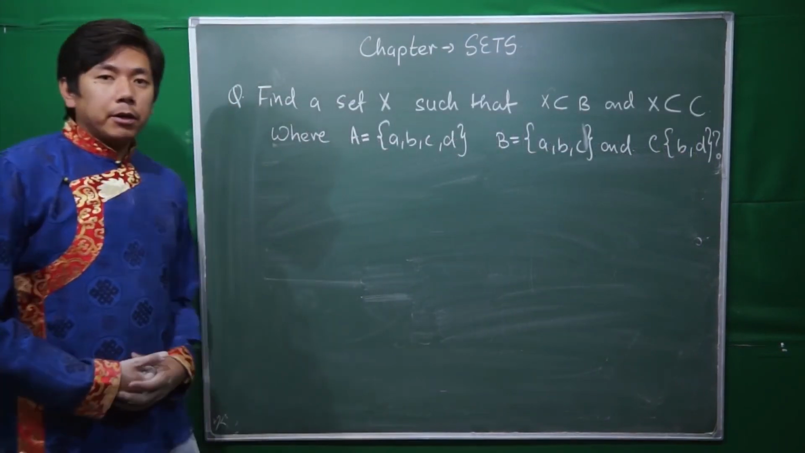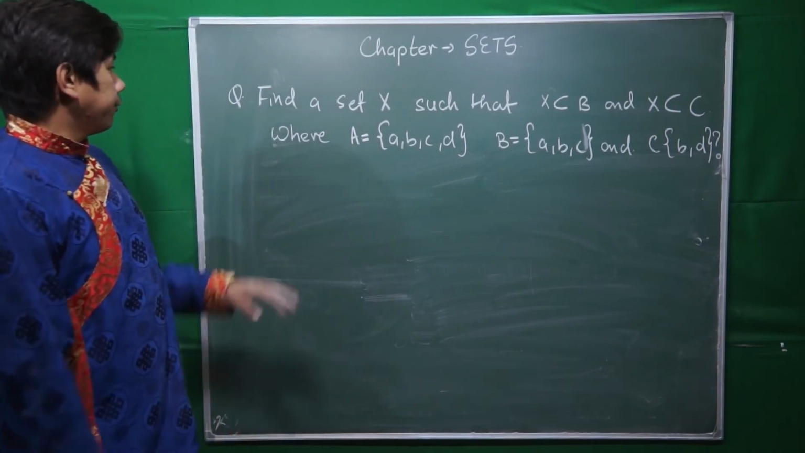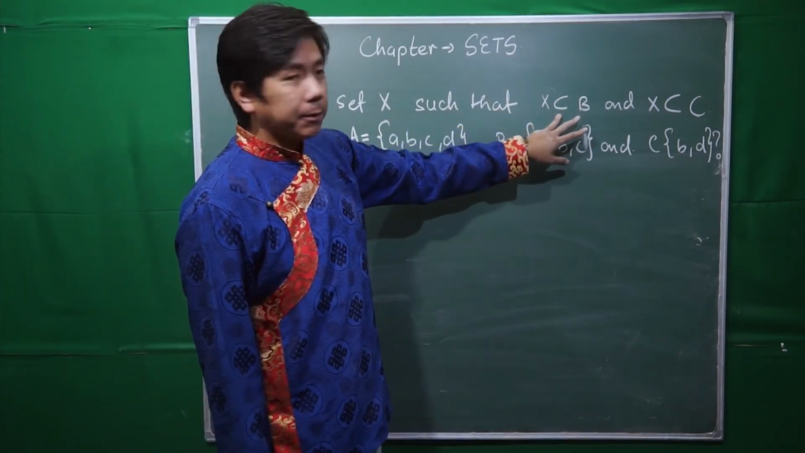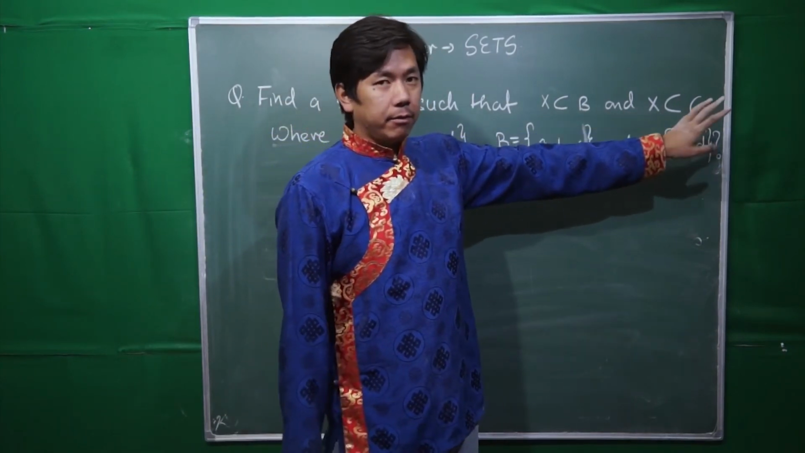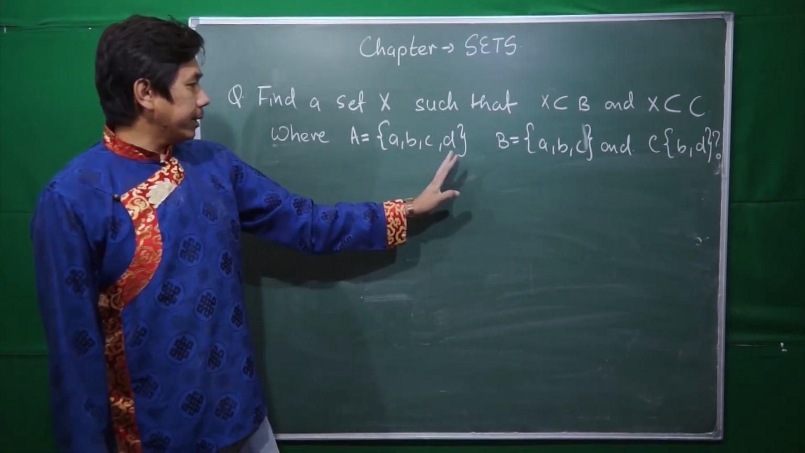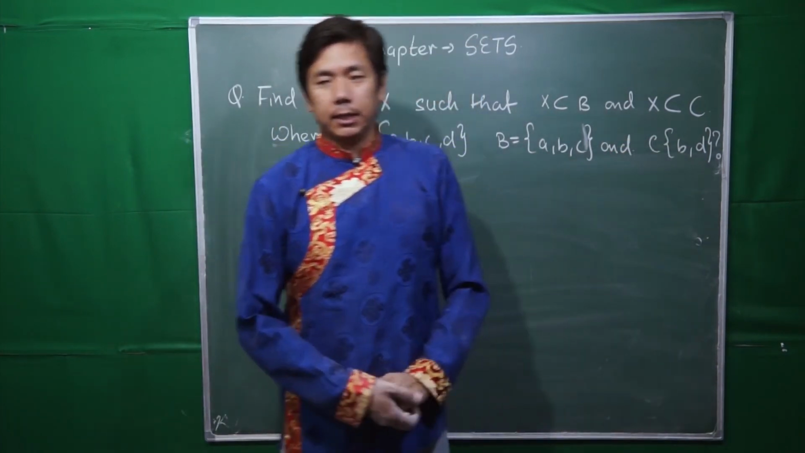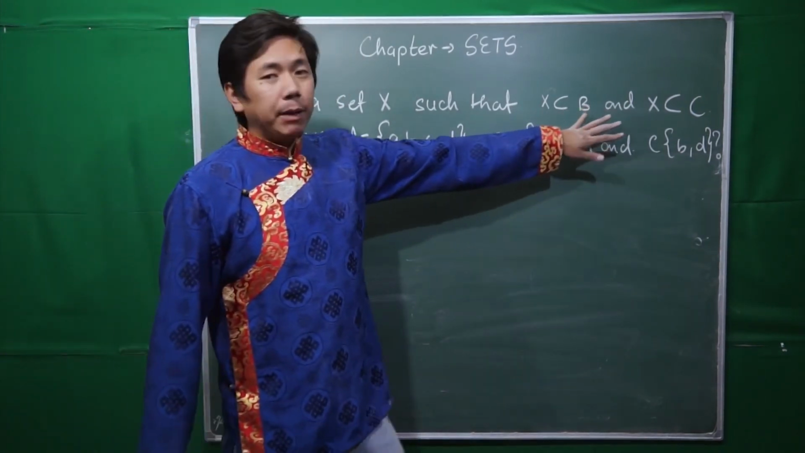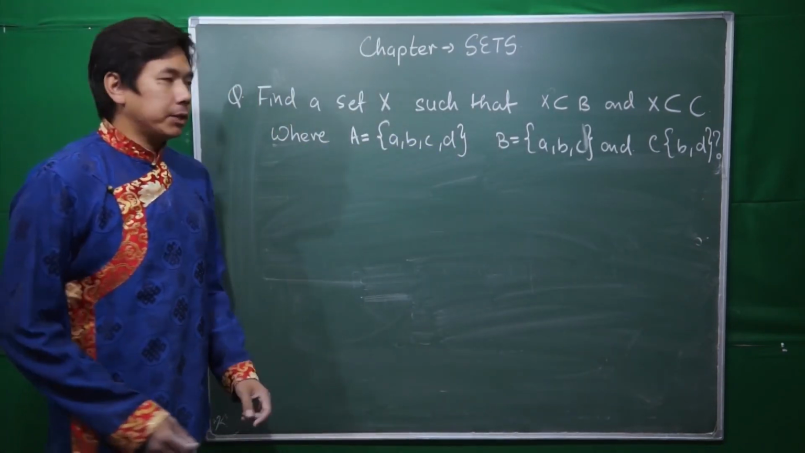So next we are going to talk about the application of power set. For that we have a question over here. The question is, you have to find a set X such that the set X is a proper subset of B and X is a proper subset of C. Alright. Now we have certain values given where set A is {A, B, C, D}, set B is {A, B, C}, and set C is {B, D}. Simple. Now you need to find a set X such that it is a proper subset of B and C as well. So to find that, we'll use the method of power set.